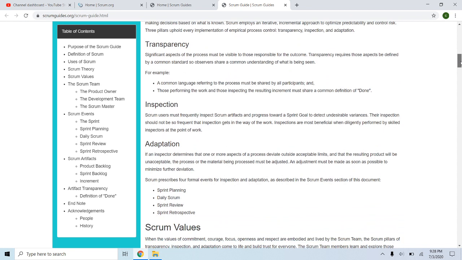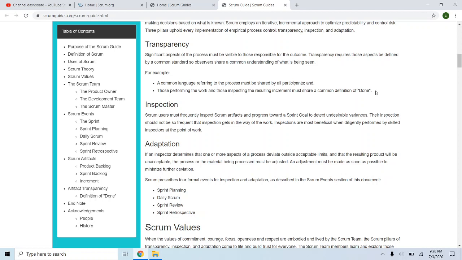You'll see transparency, inspection, and adaptation. Transparency being everyone knows or has access to the information that they need to know to complete and finish the product. The definition of done is really, really big in Scrum. It is what is done. Not almost done, close to being done. Done, but there is something that I need to adjust. There is an accepted value or an accepted metric to determine what done actually means.